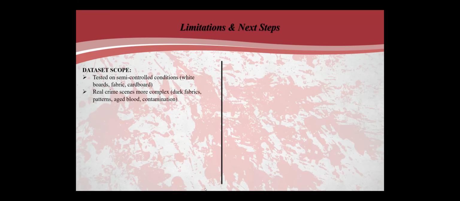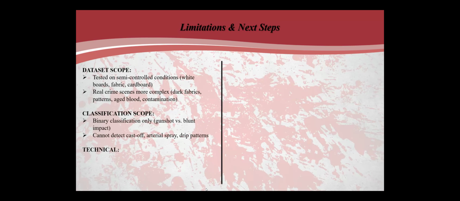Like I told you before, it might generalize to some extent, but real crime data is more complex. And the system right now only handles a binary classification between gunshot and impact, and there are a lot of other patterns we need to handle, like cast-off, arterial spray, drip patterns and others. Right now the thresholds are fixed, which has worked out well for this instance, but in the future we should have an adaptive threshold, which is better than a fixed threshold.